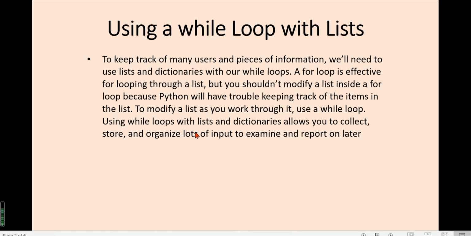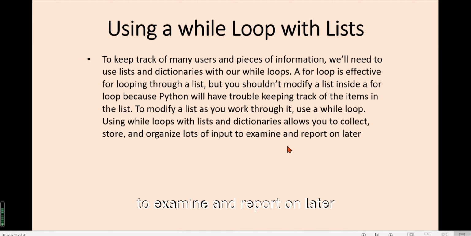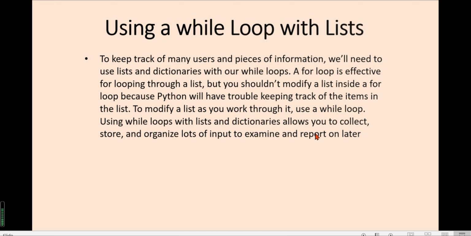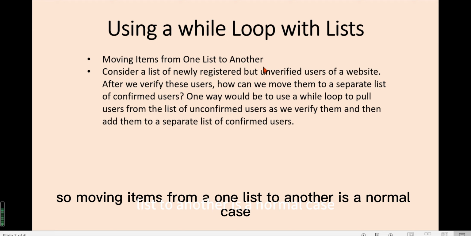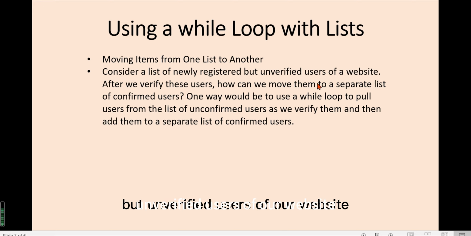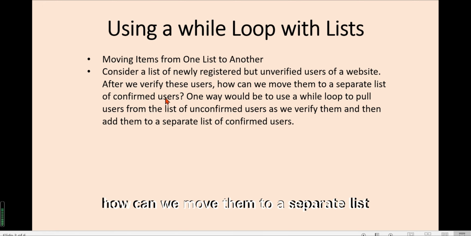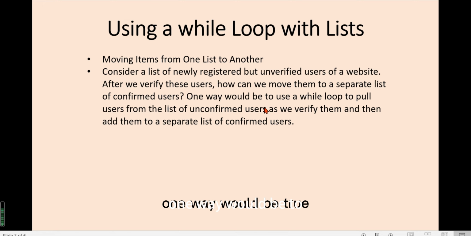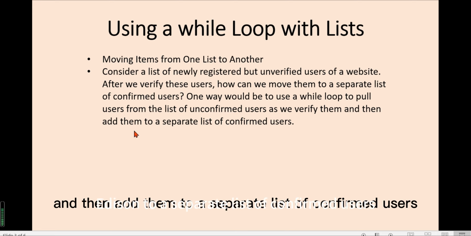Using while loops with lists and dictionaries allows you to collect, store, and organize lots of inputs to examine and report on later. So moving items from one list to another is a normal case. Consider a list of newly registered but unverified users of a website. After we verify these users, how can we move them to a separate list of confirmed users? One way would be to use a while loop to pull users from the list of unconfirmed users as we verify them and then add them to a separate list of confirmed users.